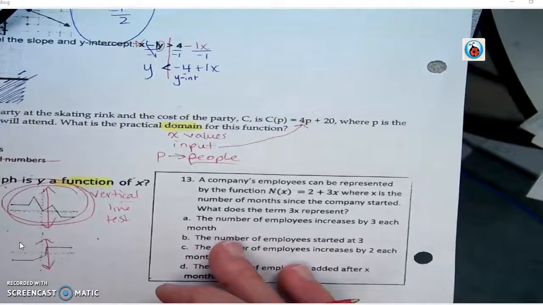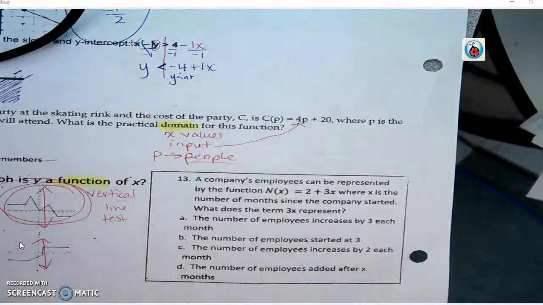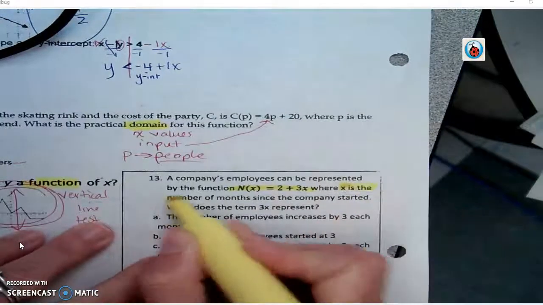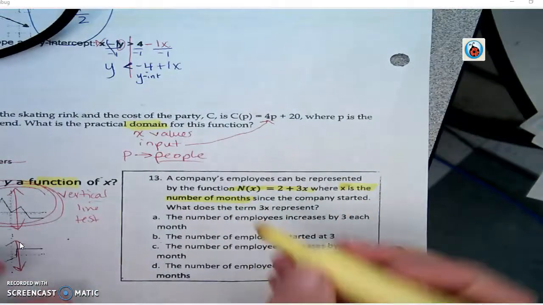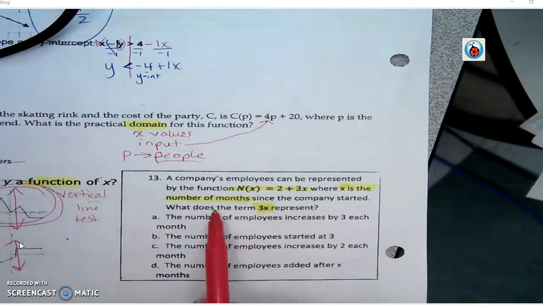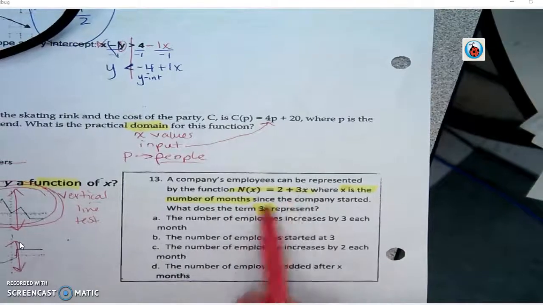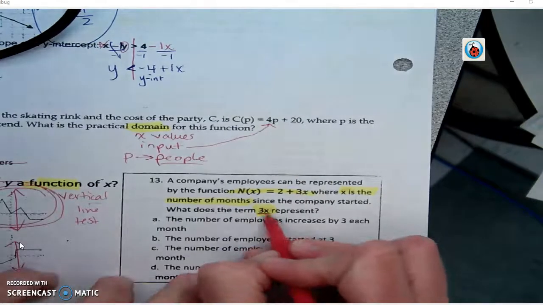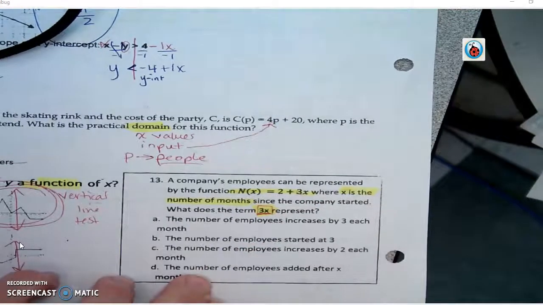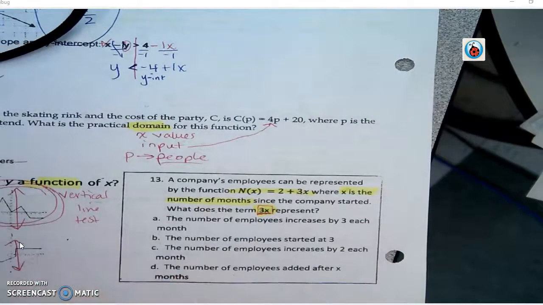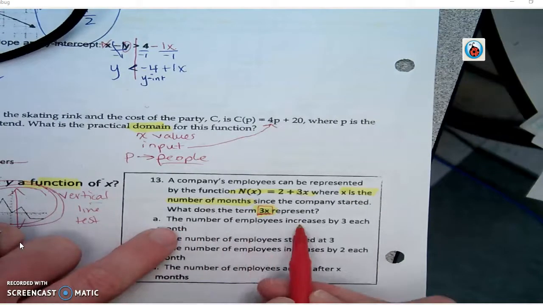Last one, a company's employees can be represented by the function n of x equals 2 plus 3x, where x is the number of months since the company started. What does the term 3x represent? So if it just said what did 3 represent, 3 is your slope. But it's saying 3x, so it's the 3 and the x together. So 3 is your slope, but x is the number of months. So the number of employees increases by 3 each month.